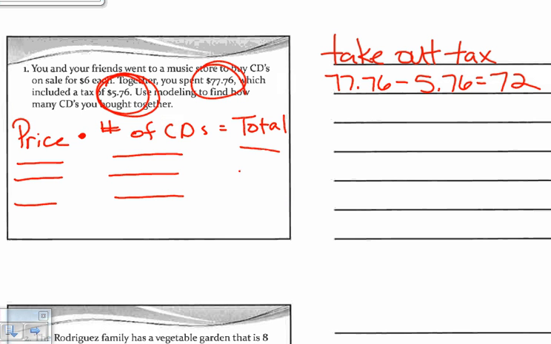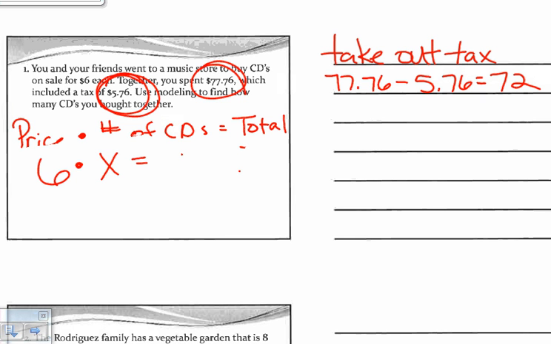Now that I know my equation works, I'm going to plug in what I know from my problem. Each one was $6, so my price is 6 times the number of CDs, which I don't know. So let's call it X. I could use any letter that I want, but we're going to stick with X here. Equals total. Altogether, I spent $72. Then we just have to solve this equation. 6 times what equals 72? I'm going to get X equals 12.